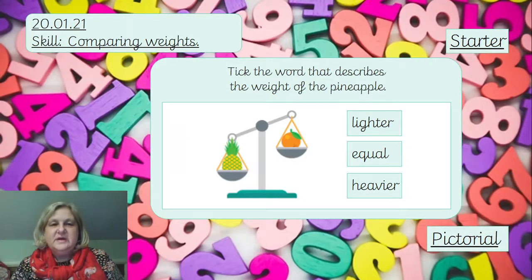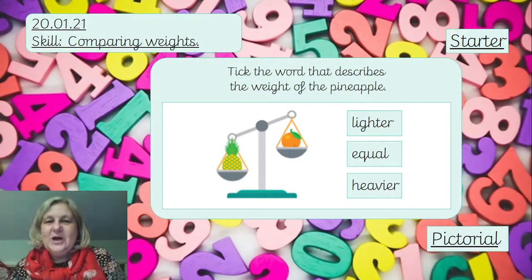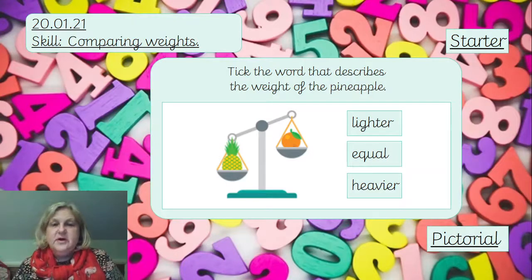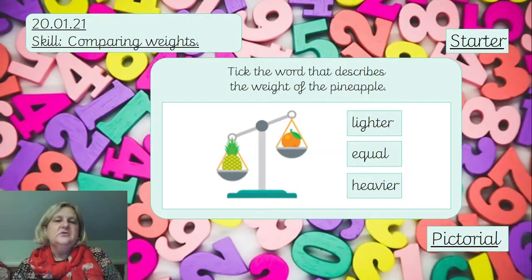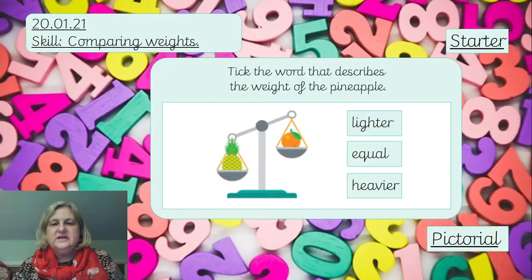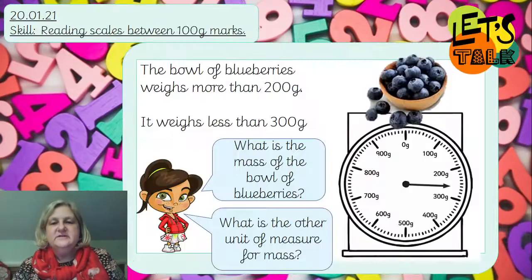Okay, so comparing weights, if you're on the core challenge, tick the word that describes the weight of the pineapple, and you can see that the scales have dipped for one, so one's going to be heavier than the other. Is it going to be equal to the other, or is it going to be lighter? So you're thinking of the weight of the pineapple. Is that lighter than the orange, equal to the orange, or heavier than the orange? Which one are you going to tick for that one? You should have put in there that it's heavier than the orange.